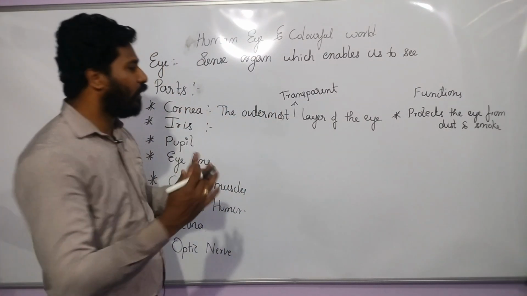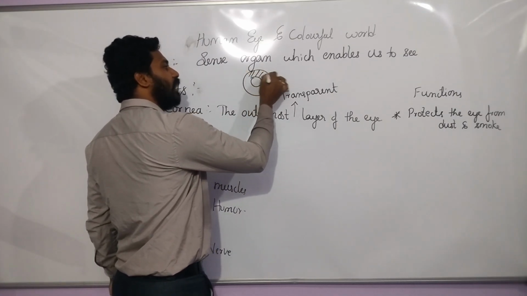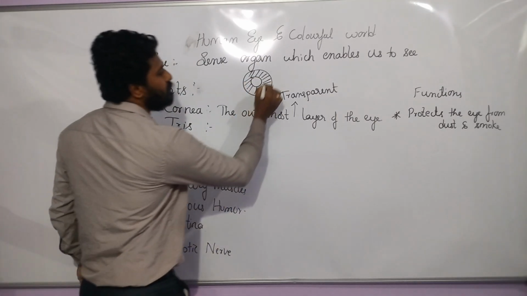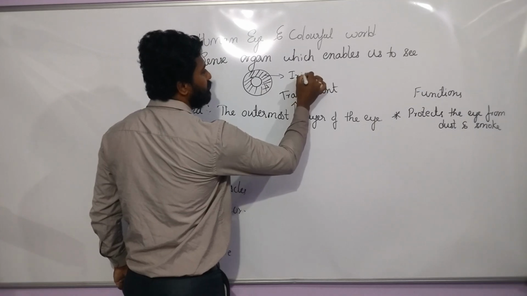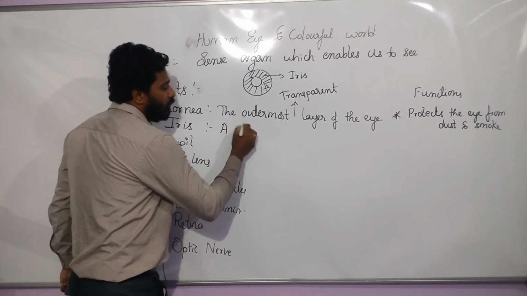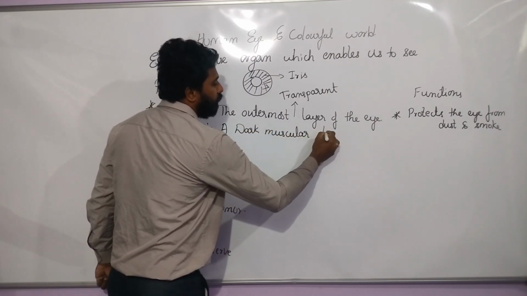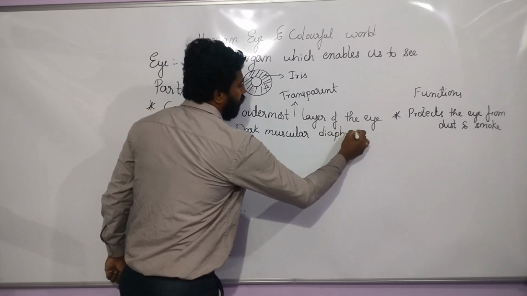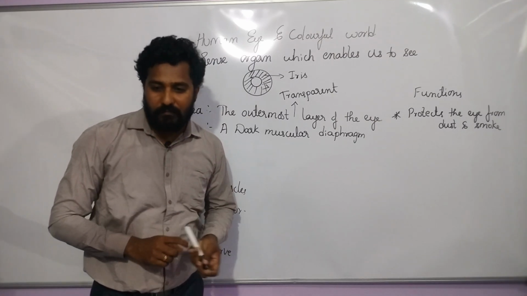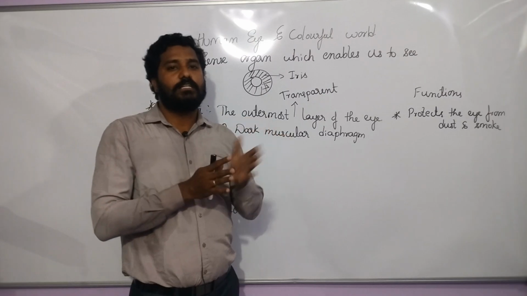Iris. So what is an iris? When you look into the eye, we have a kind of diaphragm, and this is called the iris. The definition of iris is a dark muscular diaphragm. The dark muscular diaphragm is called an iris.